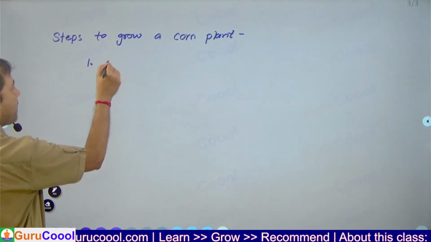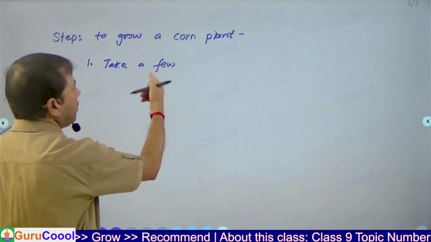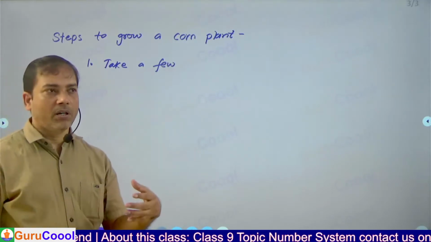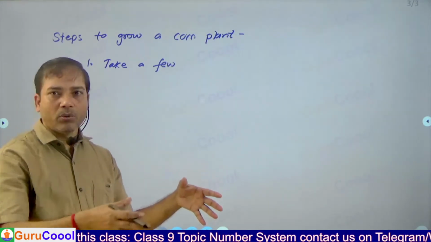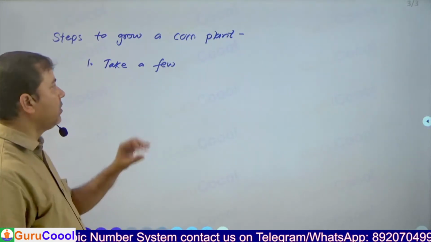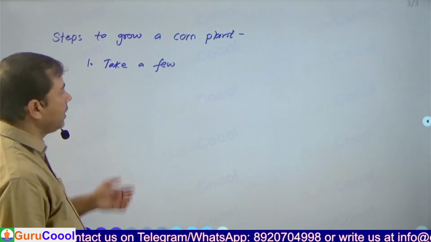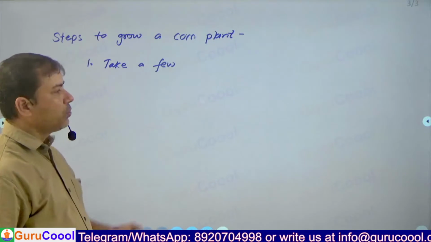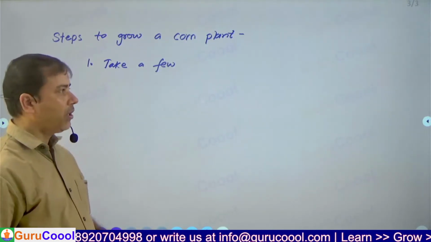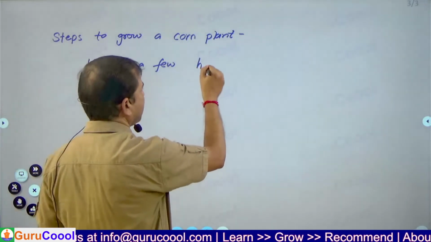First step, take a few seeds. A few means you have to take care how many seeds you are taking, depending on the amount of land available there, or how many pots you have. Depending on that, you will choose how many seeds to take. If you have three pots, you can choose at least 9 seeds, three for each.